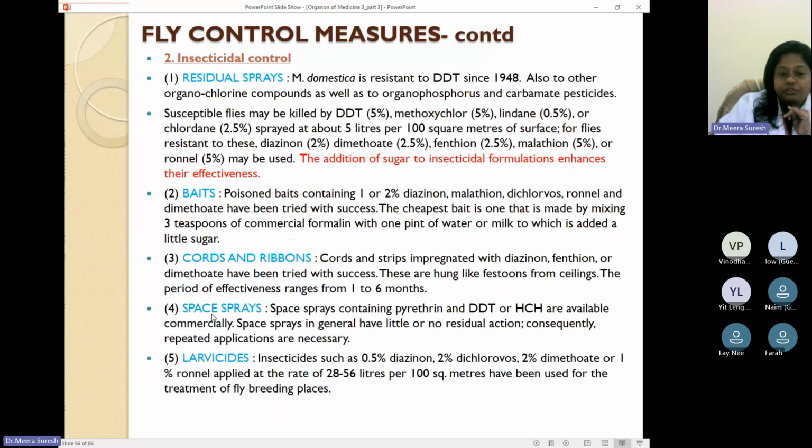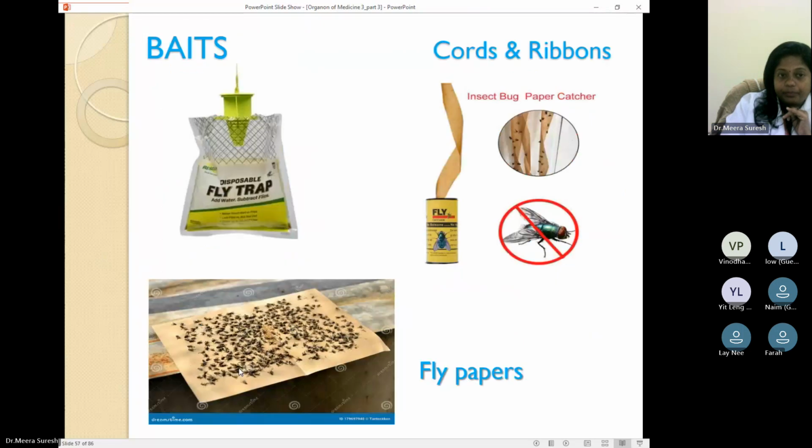Then we can go for the space spray, especially externally, containing pyrethrin, DDT, or HCH. Space sprays in general have little or no residual action. Consequently, repeated applications are necessary. Then lastly are the larvicides, such as diazinon, dichlorvos, dimethoate, applied at the rate of 28 to 56 liters per 100 square meters, especially to destroy the larvae.